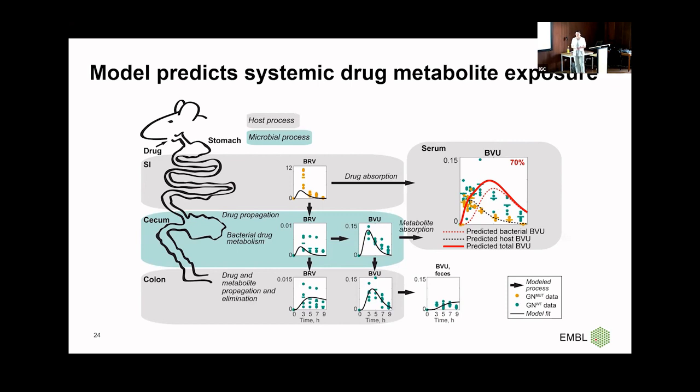I think it depends on the drug. In this case, of course, it's a very clean system where we have one bacterium, and we could show that this single bacterial gene affects drug and drug metabolite kinetics. But this approach would also work for a native microbiome.